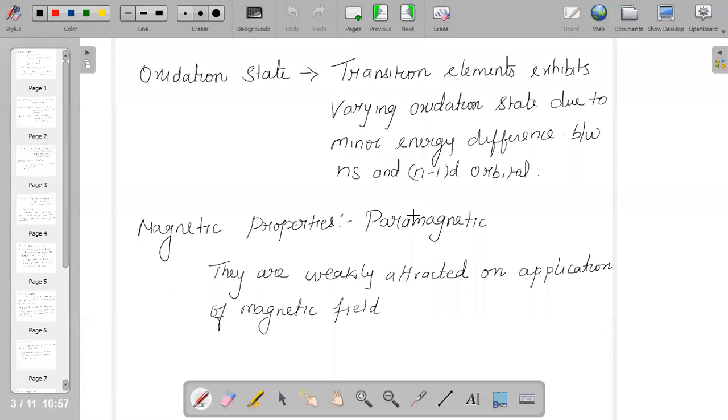So it is important to know which element is exhibiting maximum oxidation state, which element has variable oxidation state, or which element does not exhibit variable oxidation state. Please do focus on it. It's very, very important.